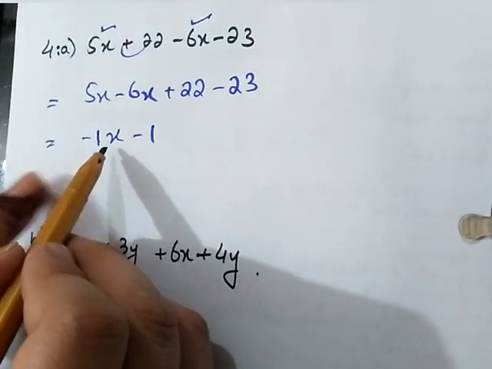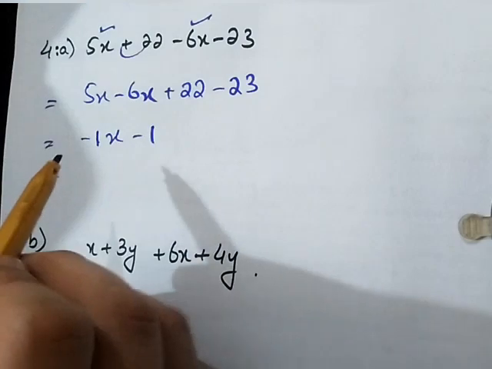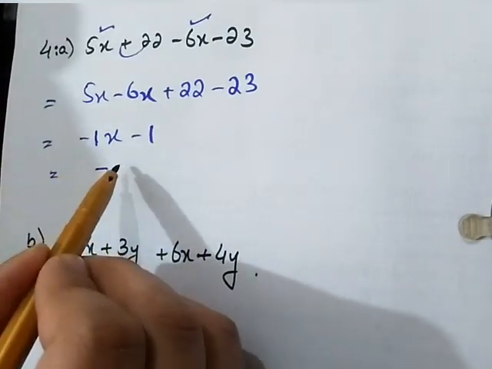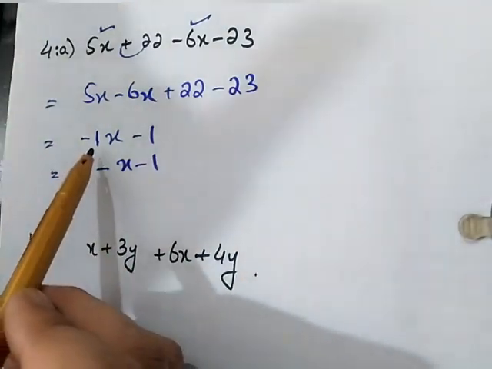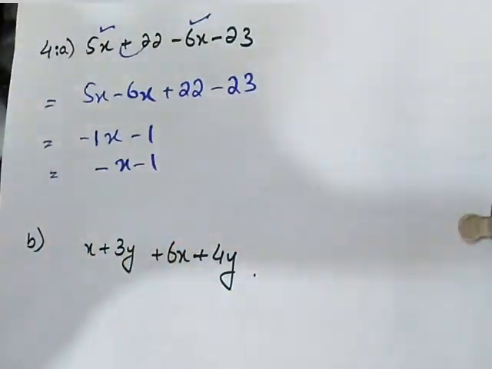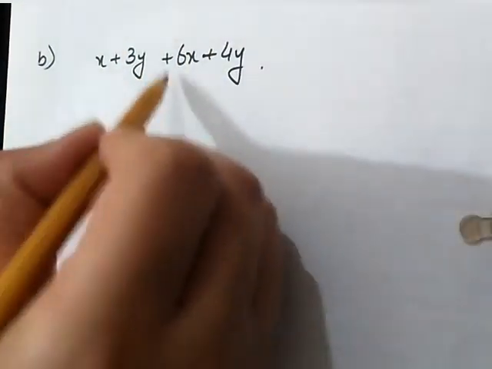Now whenever there is a variable, any variable, and that variable's coefficient is 1, there is no need to write that one. You can write minus x minus 1. But if some students want to write this one also, you can write it. It is okay.